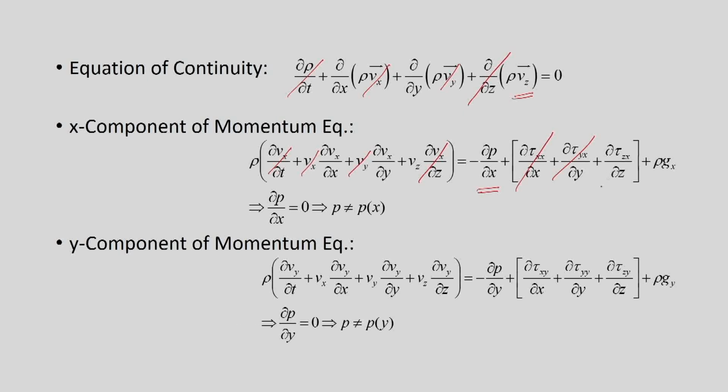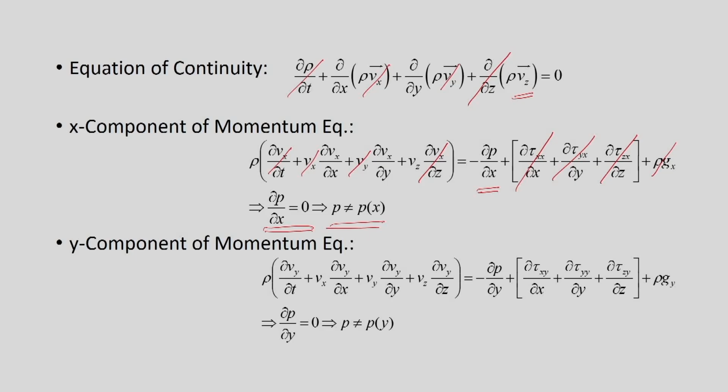Then because of the fully developed flow, this term is also 0, and then there is no gravity in the flow geometry that we have considered. So, the last term, the gravity term, is also 0. So, what we get from here? We get ∂p/∂x equals 0. So, what does it mean? p is not a function of x. So, by simplifying this x component of momentum equation by applying the limitations of this problem, we get the information that pressure is not varying in the x direction.